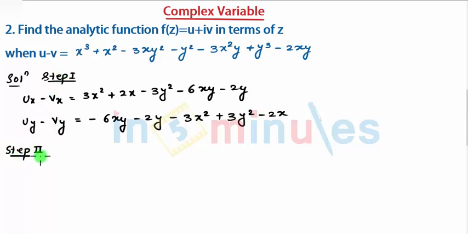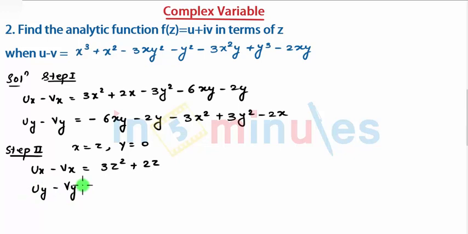In step 2 I need to put x equal to z and y equal to 0. You know that we will be using Milne-Thomson here again. So I write ux minus vx, that is equal to 3z square plus 2z. This is 0, this is 0, this is 0, and since y is 0, I say uy minus vy: the first term is 0, second term is 0, this I get as minus 3z square, then this term is 0, and the last I get as minus 2z. So I got equation number A and equation number B.